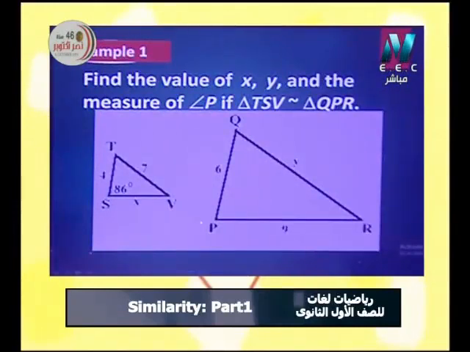Let's move to this example also. Find the value of x, y, and the measure of angle P if triangle TSV is similar to triangle QPR. Now the difference in this question is that they give you that the two triangles are similar already. Triangle TSV is similar to triangle QPR, and angle S equals 86 degrees. The length of TS equals 4, SV equals x, QP equals 6, PR equals 9, and we have y, which is unknown also. Let's see.